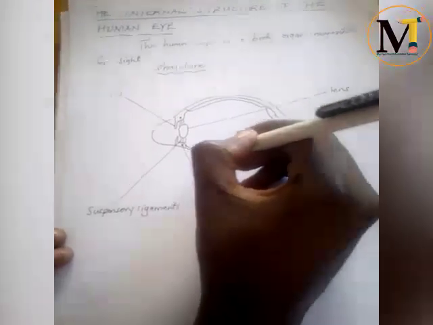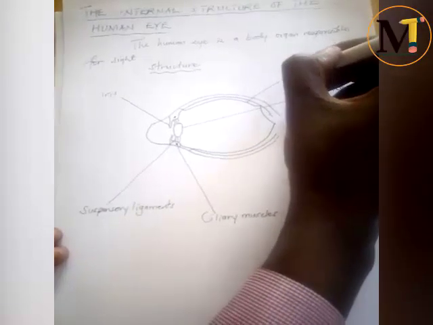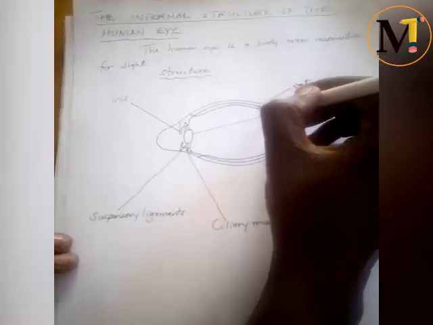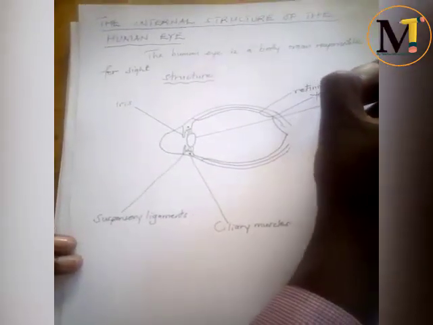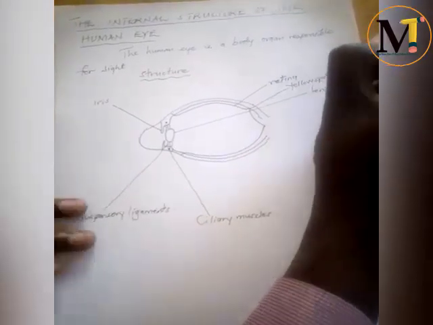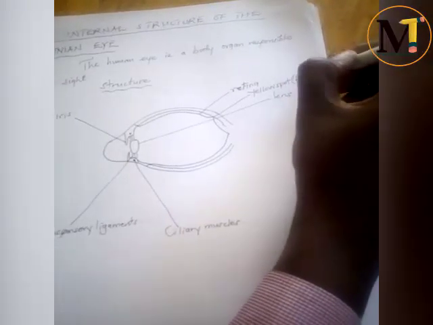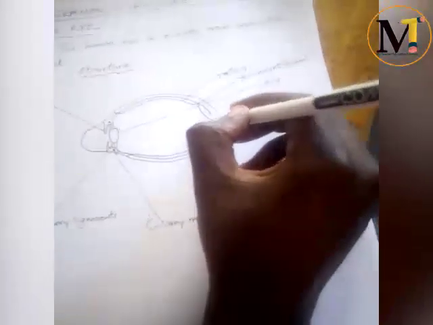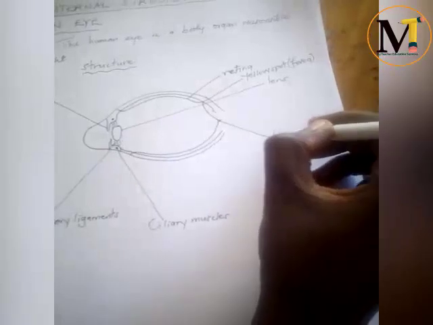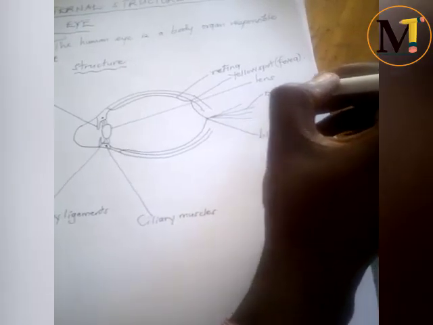Then we have some other parts which I'm drawing here, and I'm going to name them. We have a part here known as the retina. On the retina, we have another part known as the yellow spot. Another name for the yellow spot is fovea. And on the retina still, we have another part known as the blind spot. And at the blind spot, we have another part known as the optic nerves. We are still looking at the internal structure of the human eye.